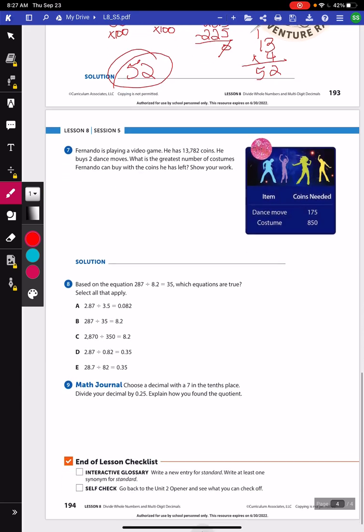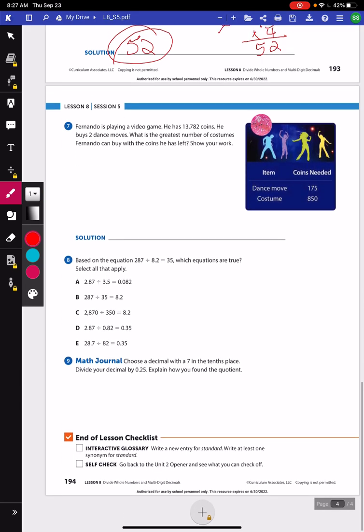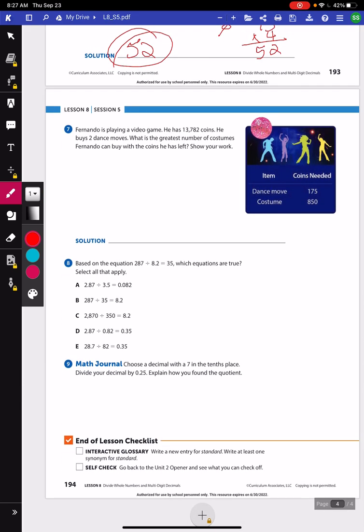All right, moving on to number 7. Fernando is playing a video game. He has 13,782 coins. He buys 2 dance moves. What is the greatest number of costumes he can buy with the coins he has left? All right, so first I need to figure out how many coins for the dance moves. So if he buys 2 dance moves, and each dance move is 175.